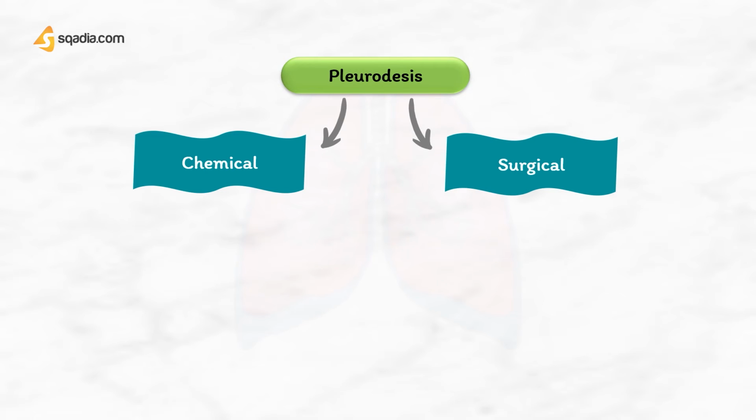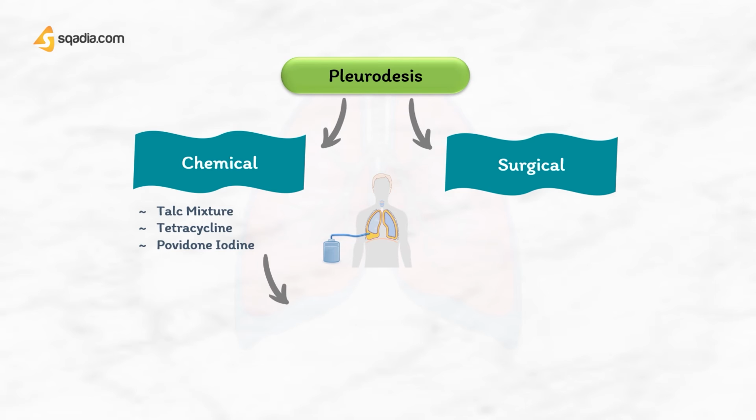In chemical pleurodesis, after draining excess fluid out of the chest cavity, an irritating substance such as talc mixture, tetracycline, or povidone iodine is injected through the chest tube into the pleural space to induce inflammation between the lung and chest cavity pleura. This substance causes the pleural membrane to stick together, which prevents recurrent pleural effusions.